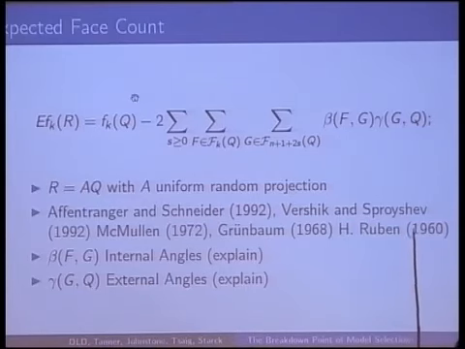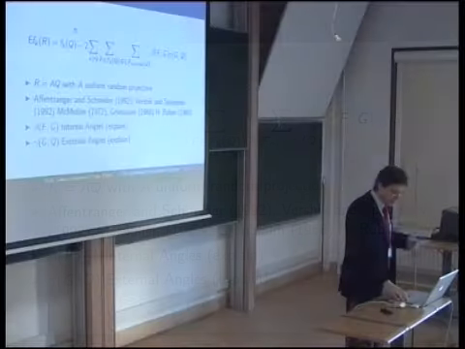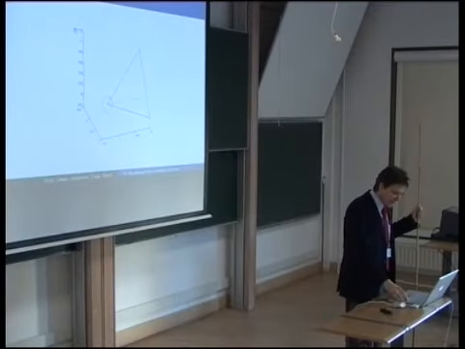But I won't go too much into it, but there's some beautiful formulas for calculating the expected number of faces for a uniform random projection of a polytope, going back to Affentranger, Schneider, and Vershik and Sporyshev. And then, some sort of exact formula for the expectation, and it involves some quantities of the polytope that you're projecting called internal and external angles.